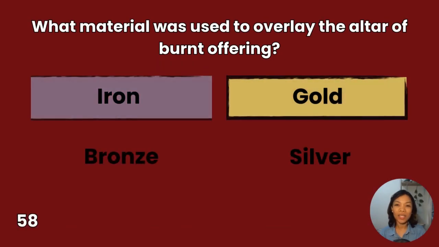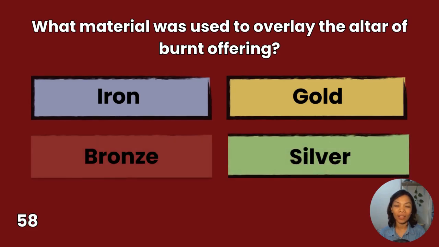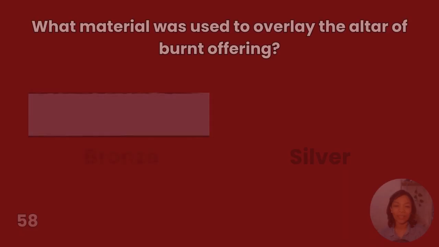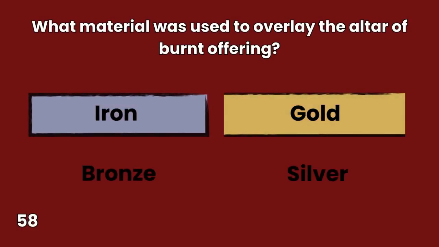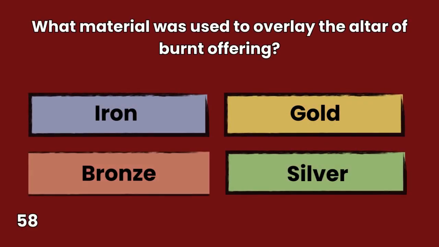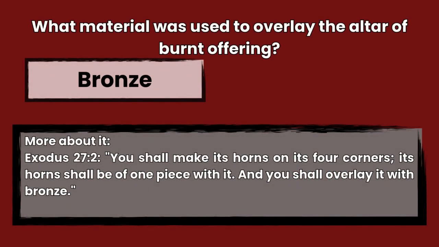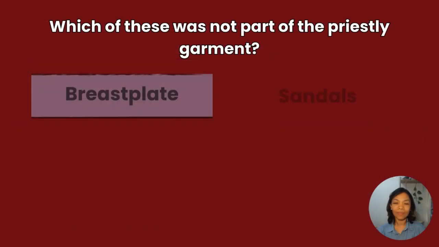58. What material was used to overlay the altar of burnt offering? Iron, bronze, gold, silver. You have 10 seconds to answer. The answer is bronze. Exodus 27:2. You shall make its horns on its 4 corners. Its horns shall be of one piece with it, and you shall overlay it with bronze.